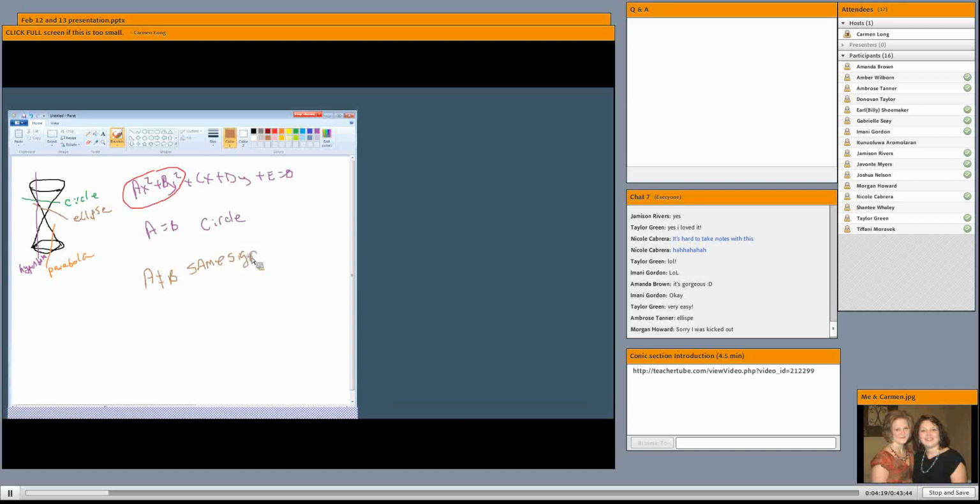The last one is a hyperbola. And that's how you're going to tell. It does have two squared terms, but the signs are going to be different.